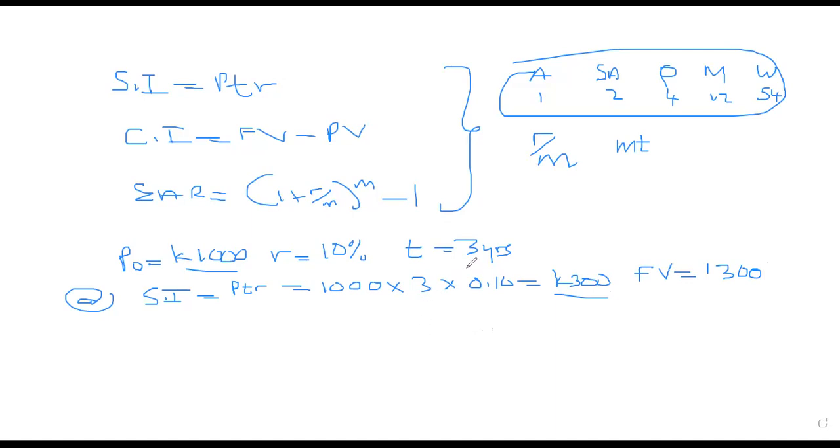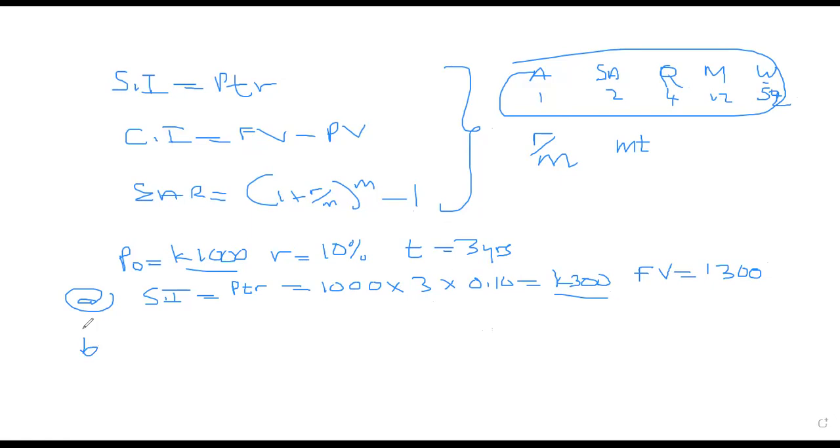So the time is usually in years. If it was in weeks, we would have divided by 52, so that's 52 weeks. If it was in months, we would have divided by 12 months. If it was in quarters, divided by 4, semi-annually twice.